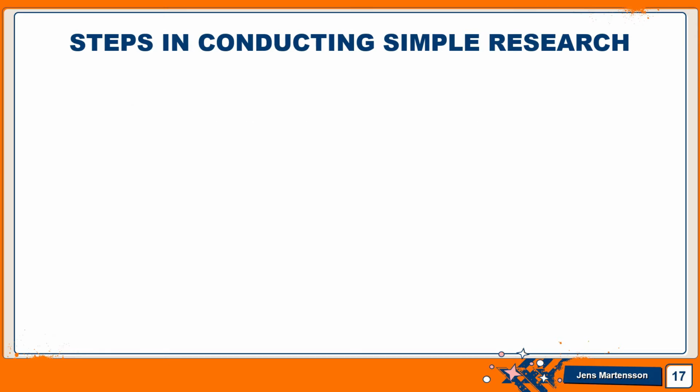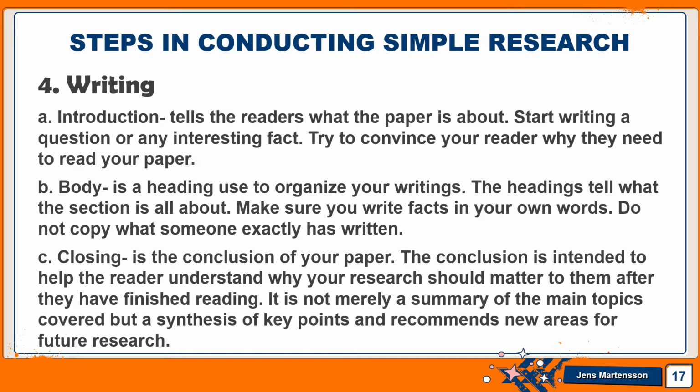The fourth step in conducting a simple research is writing, which has three parts, mainly the introduction, the body, and closing. For the introduction part, it tells the reader what the paper is about. You can start by writing a question or any interesting fact about your topic. You can also try to convince your reader why they need to read your paper.